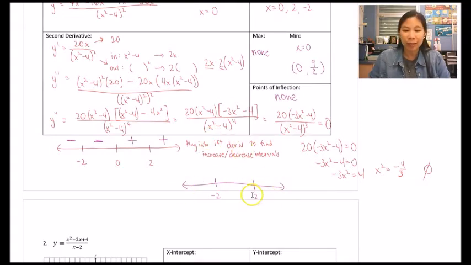And remember, this time you're plugging into the second derivative to figure out whether it's going to be a positive or negative number. So our second derivative was right here, our 20 times negative 3x squared minus 4 over x squared minus 4 cubed.